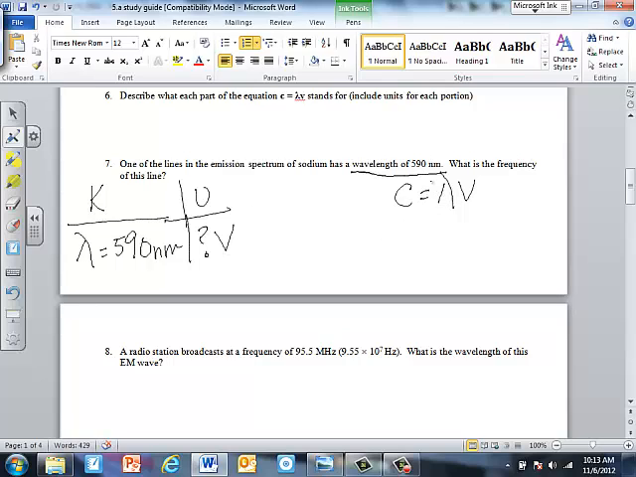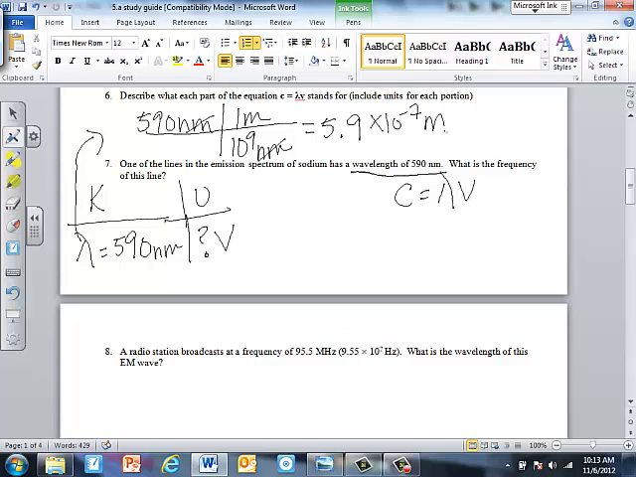And in order to plug this in, we have to have nanometers be in meters. And so I'm going to do that up here. So if I have 590 nanometers, okay, in 1 meter, there are 10 to the 9th nanometers. This should have been the first thing that you did. And it should be 5.9 times 10 to the negative 7th meters.